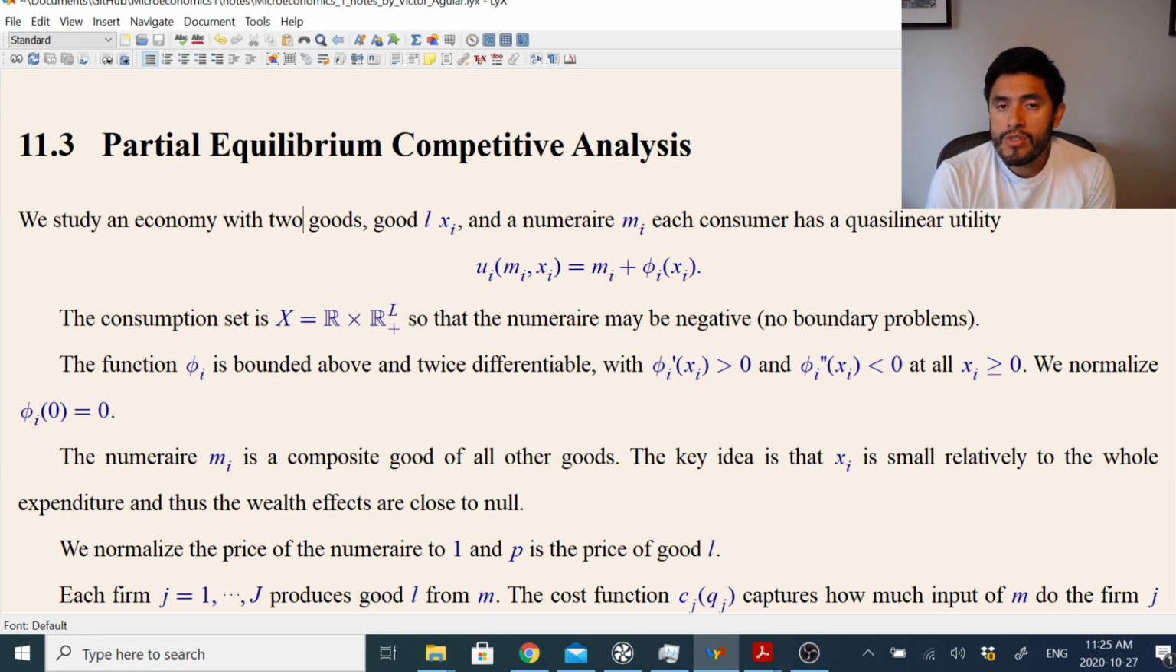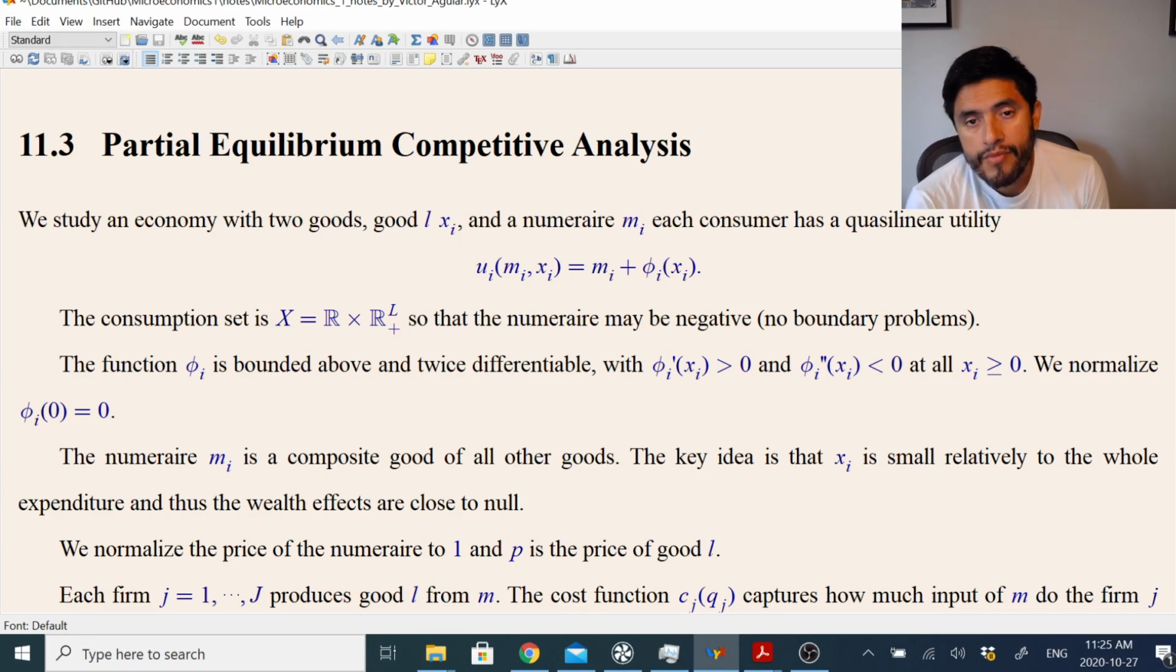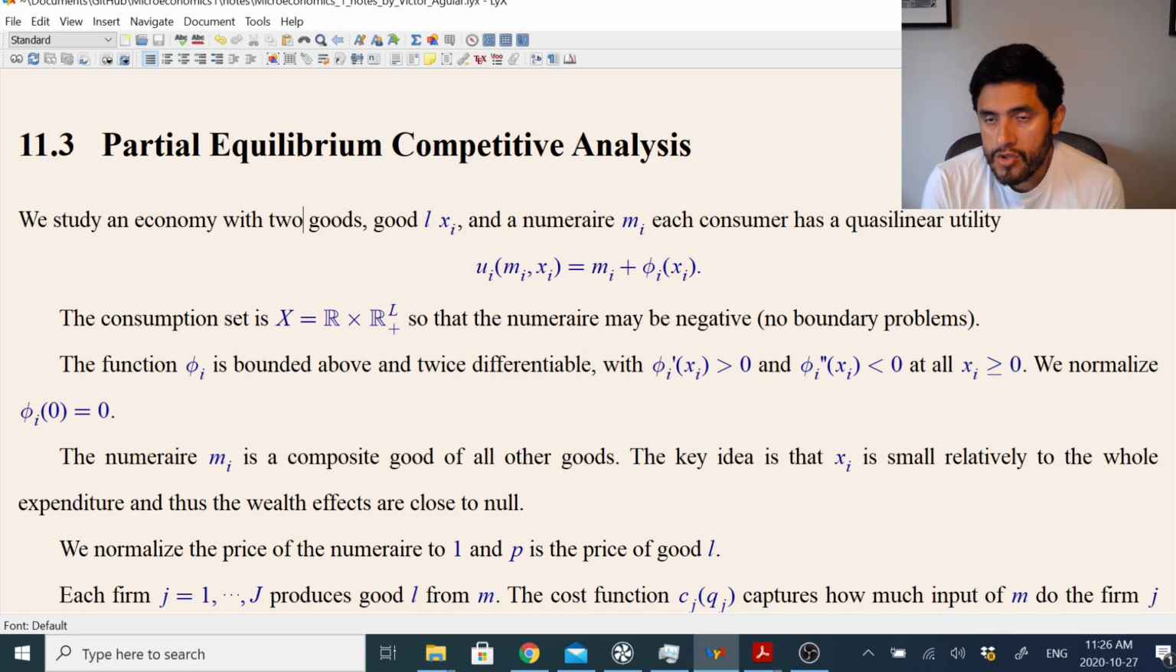Now, each consumer has a quasi-linear utility. This means that the utility of each individual over these two goods, m_i, the quantity of M, and the quantity of X, is equal to the following function: m_i plus phi, which is potentially a nonlinear function of the consumption of x_i. It's quasi-linear because it's almost linear. The first part is linear, but the second part is not. So this is the structure of a quasi-linear utility: only one good enters linearly, and the other good enters non-linearly.